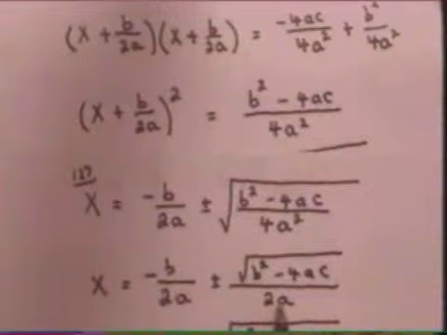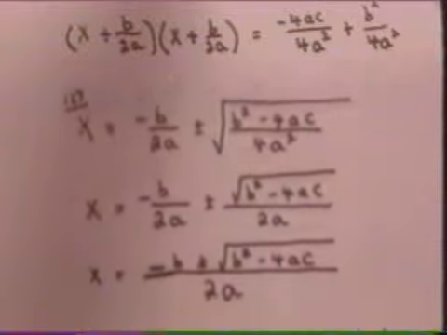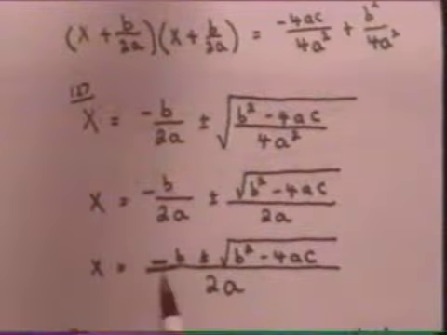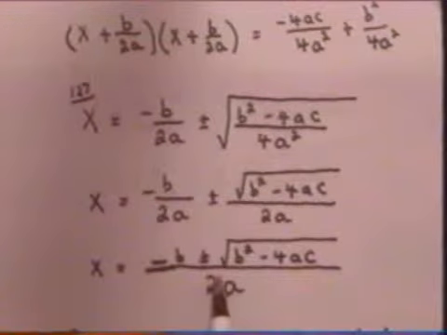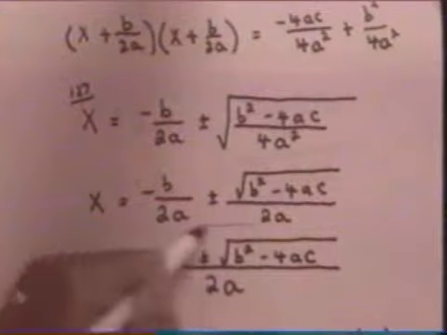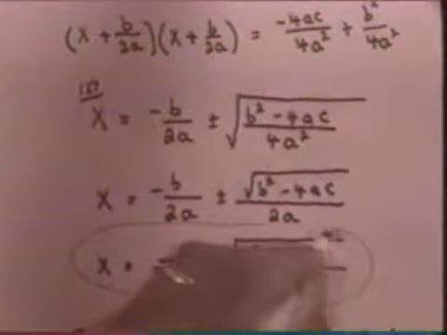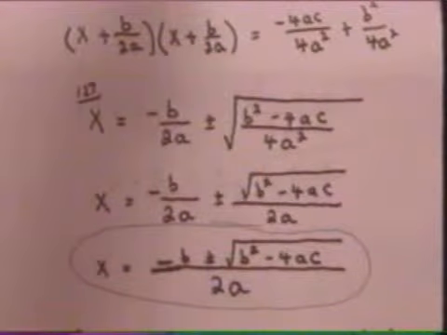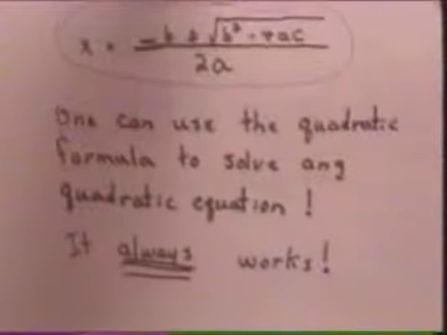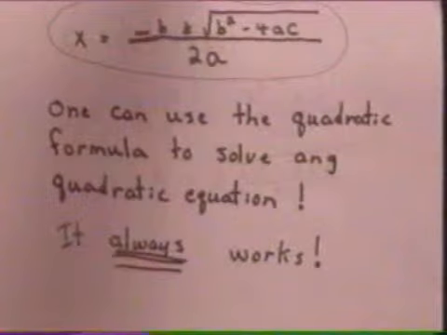Now I have the common denominator, so I can keep the denominator and add the numerators to get x is the opposite of b plus or minus the square root of b squared minus 4ac all over 2a. And this is the quadratic formula. One can use the quadratic formula to solve any quadratic equation. It always works.